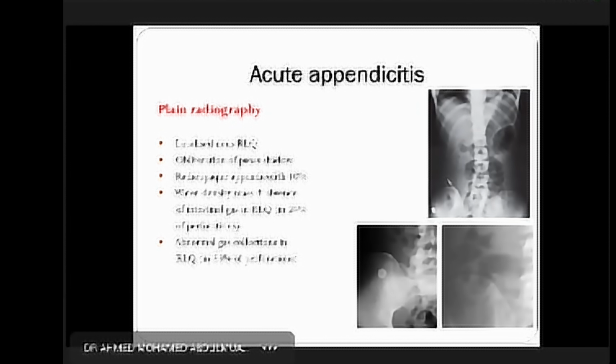And sometimes you may see a water density mass and absence of intestinal gas in that area. You can see here the bowel is a little bit displaced to the left side. Sometimes you may see soft tissue density there, with abnormal gas collection, a small dot or small collection of air. That may indicate there is a perforation, so we need immediate intervention, surgery. This is the most common feature of acute appendicitis on plain radiograph.